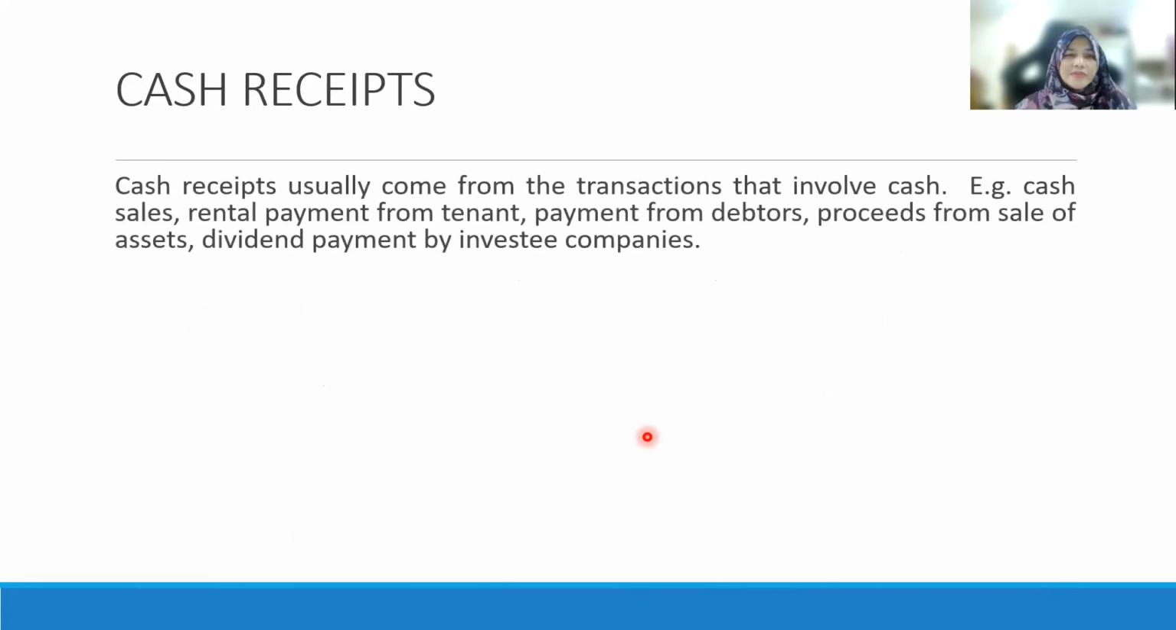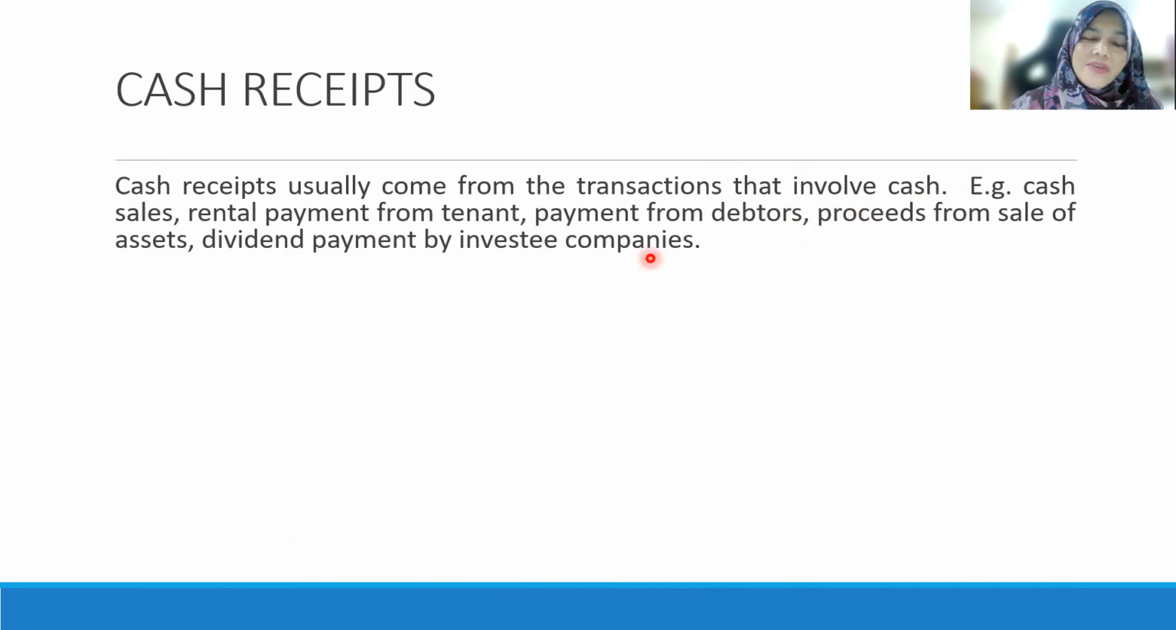Okay, cash receipt. The receipt of cash. Usually it will be coming from the sale transaction that involves cash. As I mentioned earlier, not all the sales will be done on cash. Not all purchases will be done on cash. Usually they will be on credit terms. But of course, there are small amounts of sales or small amounts of purchases that will be done on a cash basis. So this particular cash transaction will be recorded.